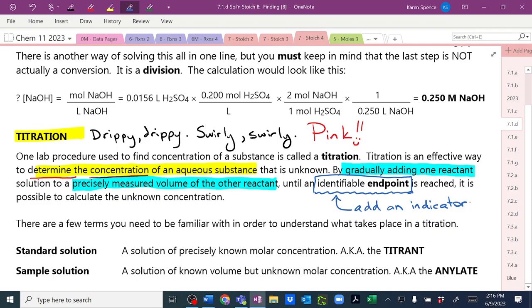And what does salt water look like? Water. So had we not added the indicator, we would never know when the reaction was done. It would be like I added water to water and it would look like water. Okay.